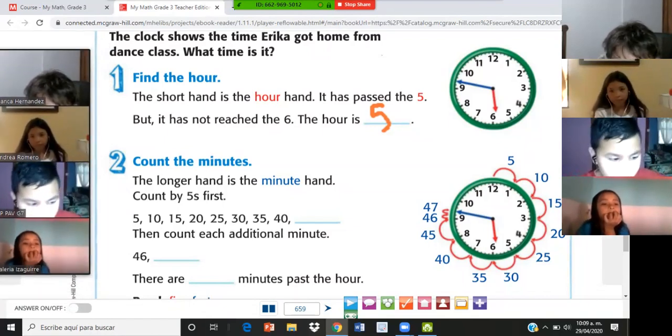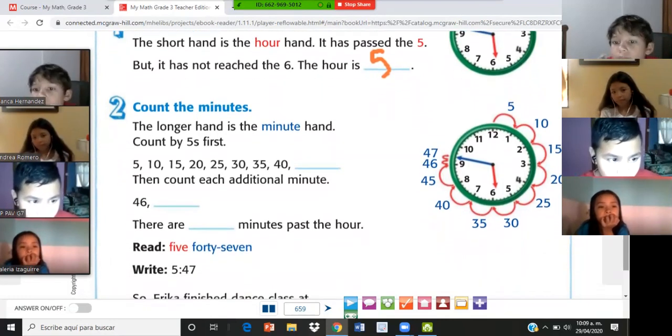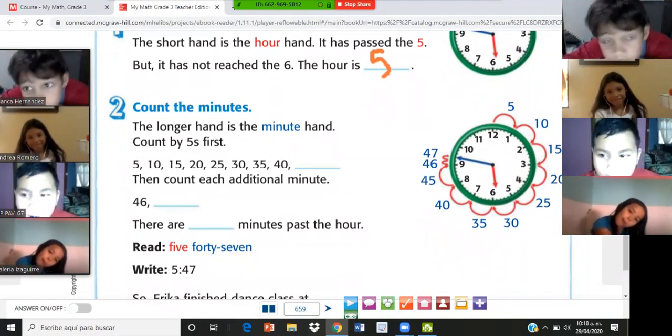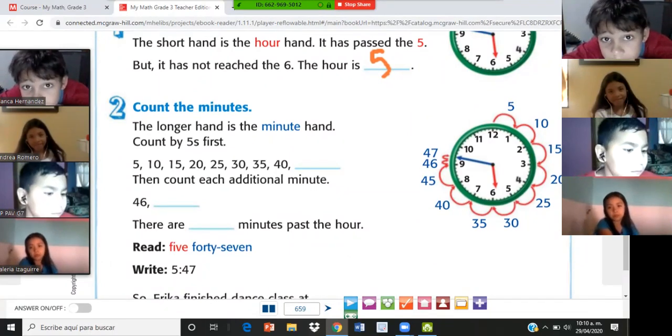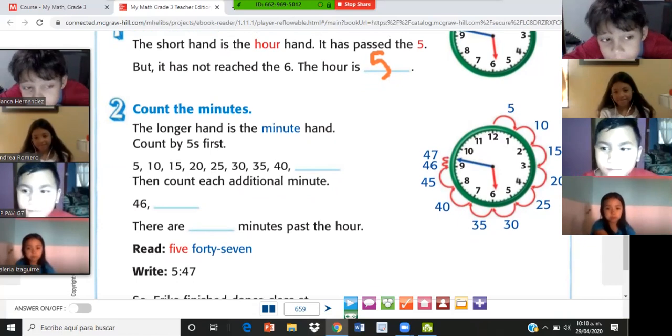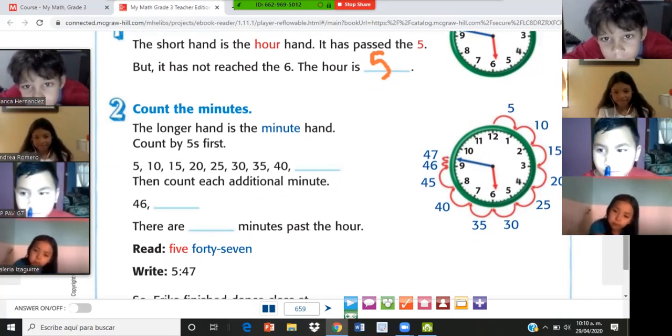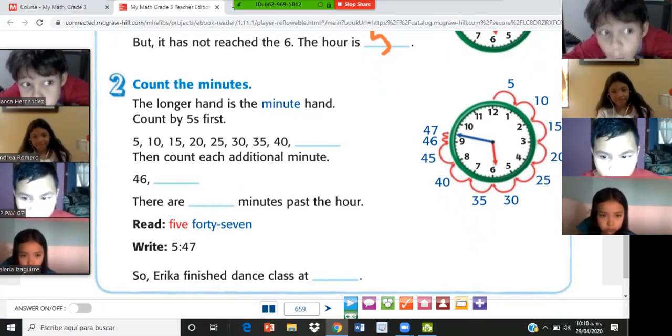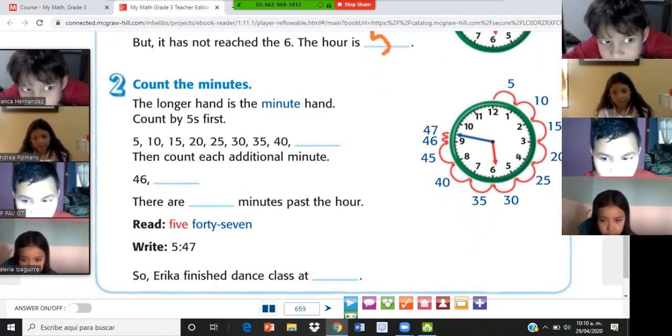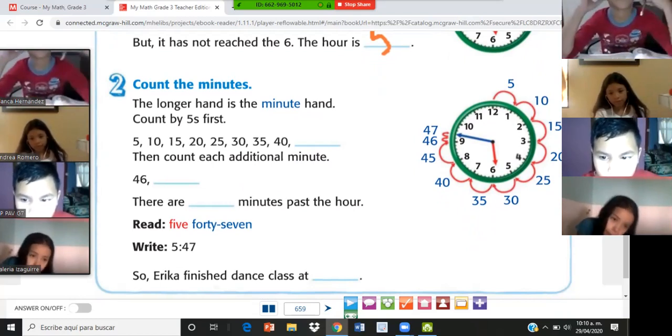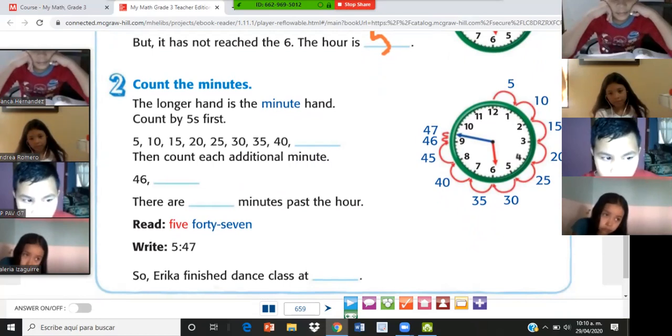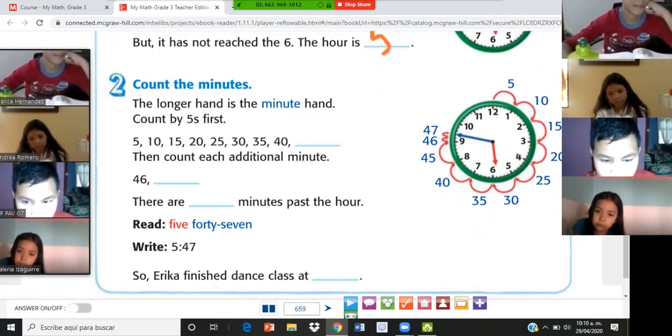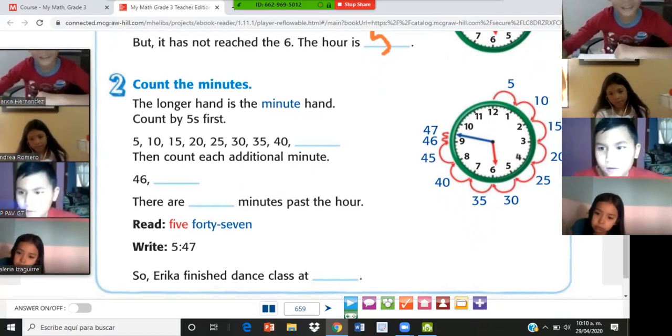Okay, it's 5. Now, remember, the long hand tells me the minutes. Do you remember what each number represents? I will tell you again in case you forgot. Number 1 means that 5 minutes have passed. Here we have it, look, 5 minutes have passed. 2 is 10 minutes. 3 is 15 minutes. 4 is 20. 5 is 25. 6 is 30. 7 is 35. 8 is 40. Here you have it in your book. 9 is 45. 10 is 50. 11 is 55, and 12 means that 60 minutes have already passed.